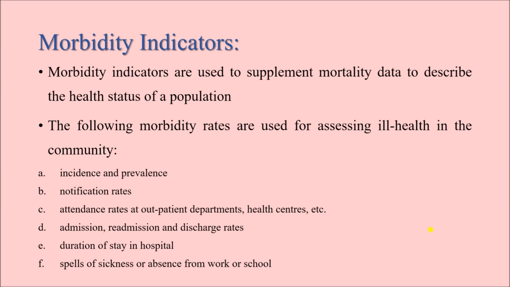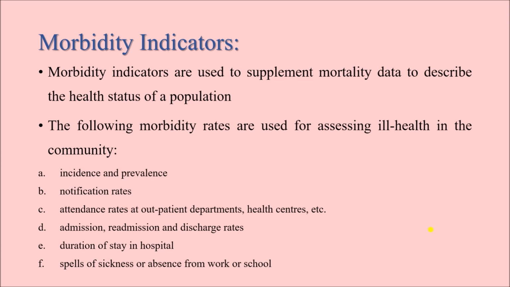Then we can have notification rate. So how many cases of a particular disease are being notified. If the notification rate is higher, that means there may be some outbreak of the particular disease. Then, attendance rates at the outpatient departments or OPDs and the health centers. So again, during monsoon or after the monsoon, if you are having a lot of diarrheal cases coming to the OPD, you can say that there is a little bit of uprise in the number of cases of diarrhea.